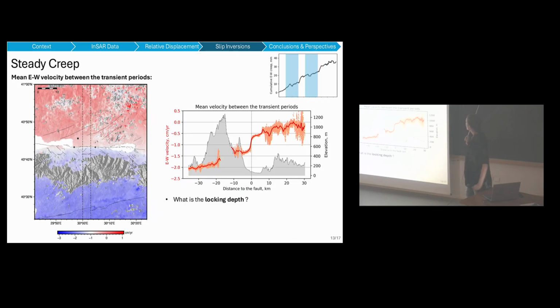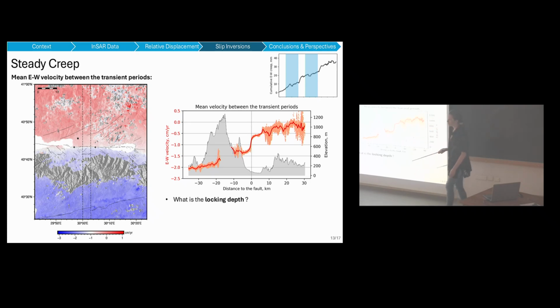Now, if we look at what happened between these events, we estimated the mean east-west velocity between the transient events, with the north-south profile associated. You can see that we still have a sharp offset, so we can make the hypothesis of a superficial displacement. But you can also see that we have the far field motion, which is visible here. So if we want to optimize our inversion and have a precise result for the superficial displacement, we'll try to use an a priori model with the optimal locking depth to estimate this far field motion.